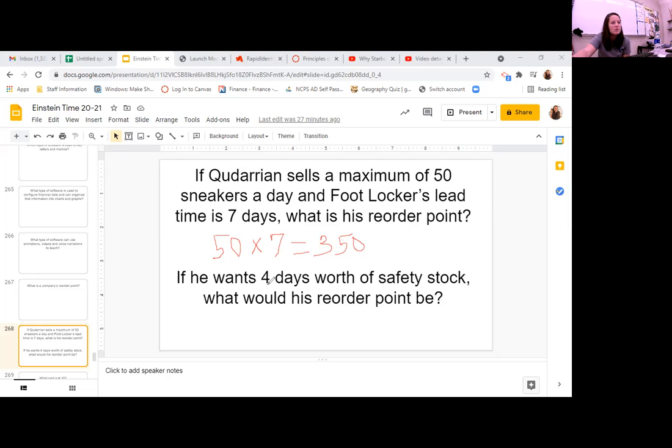All right, the second part, if he wants 4 days worth of safety stock, so let's say it's Christmas time and he needs to order a little bit extra, what will his reorder point be? So we've already got 350. So we already have that number right here, but we need some safety stock. All right, so he wants 4 days worth. So that's the lead time. So 4 times, remember, his maximum daily sales, which is 50. 4 times 50 is 200. So his reorder point with safety stock, you add 350 and 200, which will give you 550. So his reorder point with a little bit of cushion, when his inventory gets down to 550 sneakers, he's going to order some more.